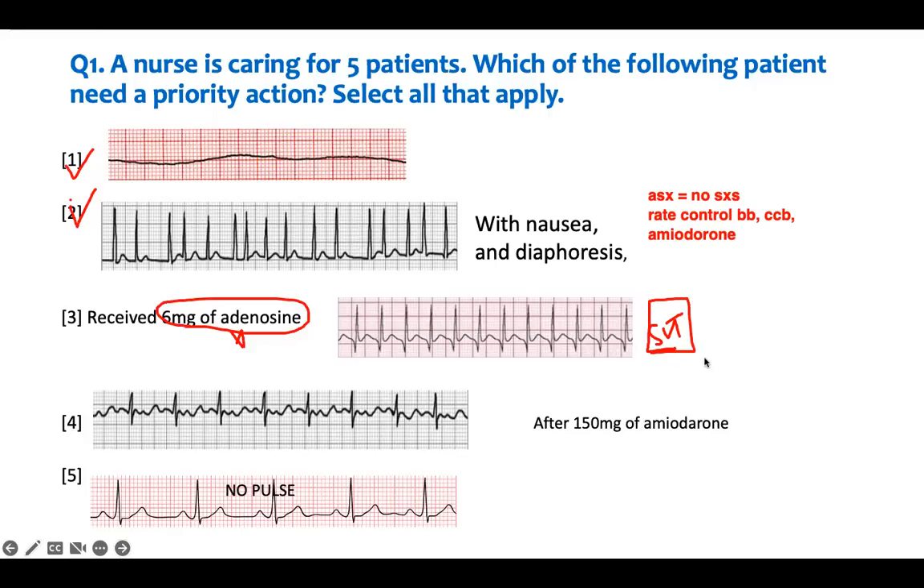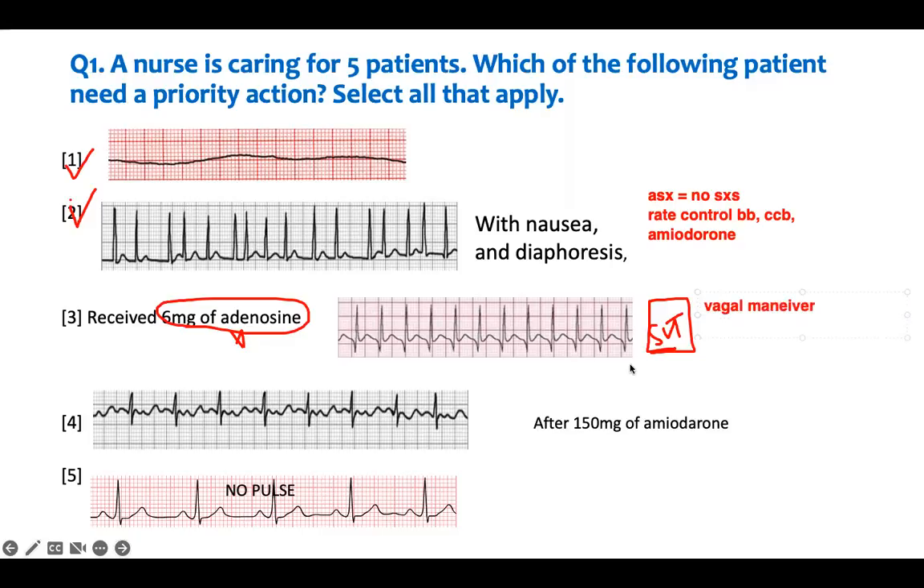And therefore, they gave adenosine. Treatment for SVT, you have to know this. First, you do the same thing: does the patient have symptoms or no symptoms? If they don't have symptoms, what do you do? First, you do a vagal maneuver, okay?